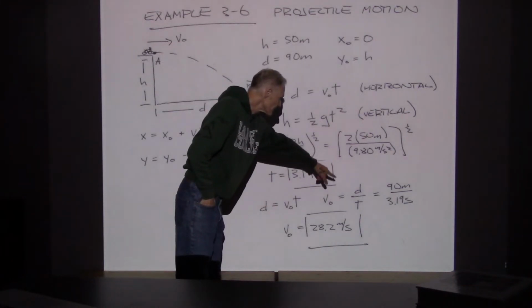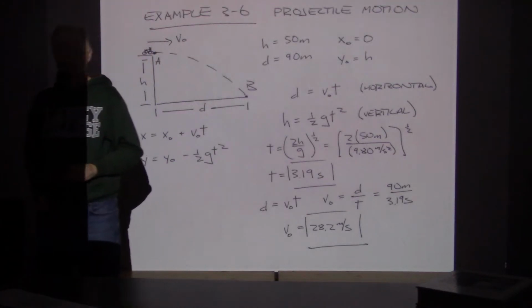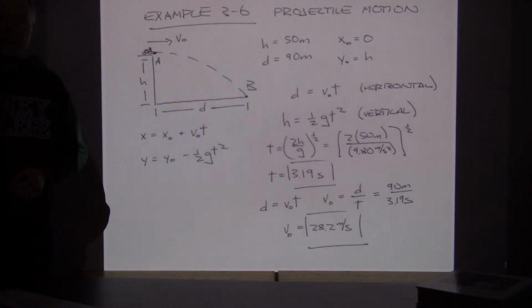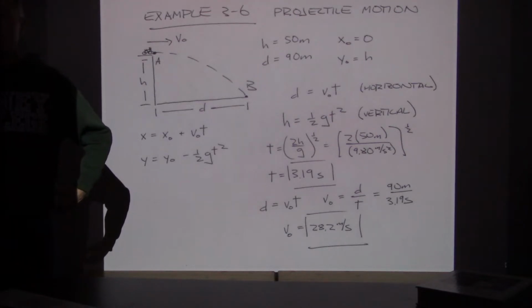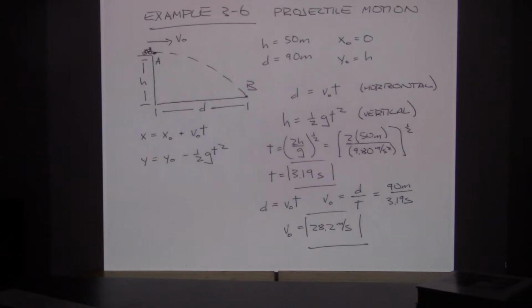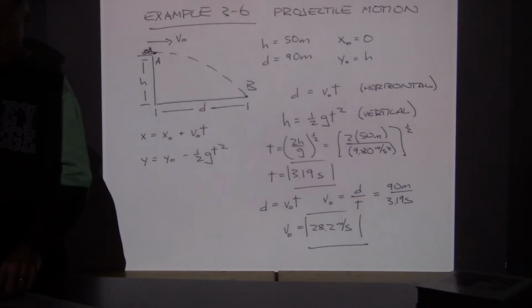V naught is going to be the distance divided by that time. It says the motorcyclist needs to be going 28 meters per second. So that's going to be 60 miles an hour, something like that. Now, we haven't taken air resistance into account, and the motorcyclist had better include that information, okay? Or they're going to be in serious, serious trouble.